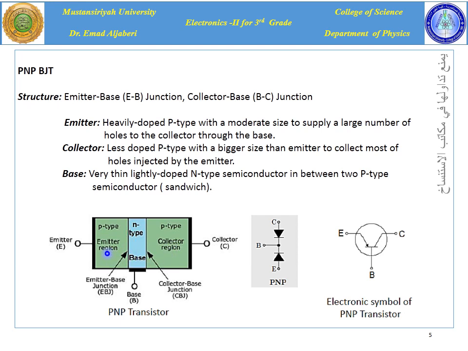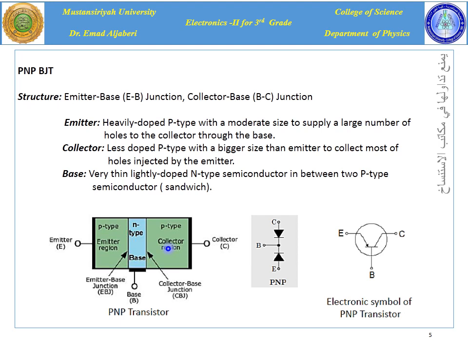We see also that between emitter and base there is a PN junction, and here the emitter is anode and the base is cathode. Also between collector and base there is a PN junction diode. The collector is anode and the base is the cathode. And this is representative of PNP transistor. Here the base is cathode, the emitter is anode, and the collector is anode also.